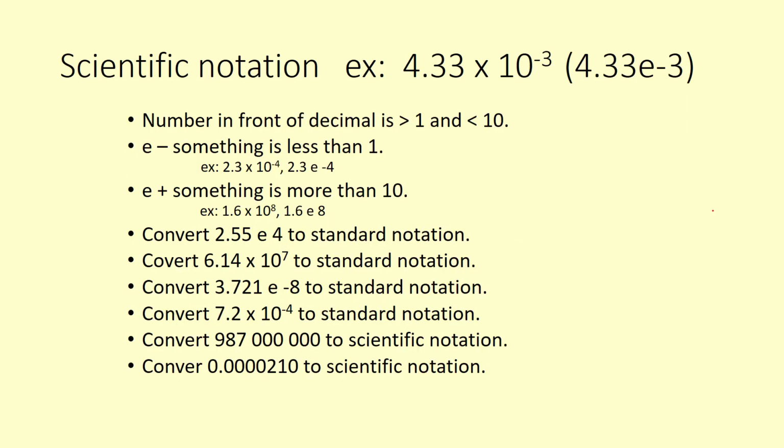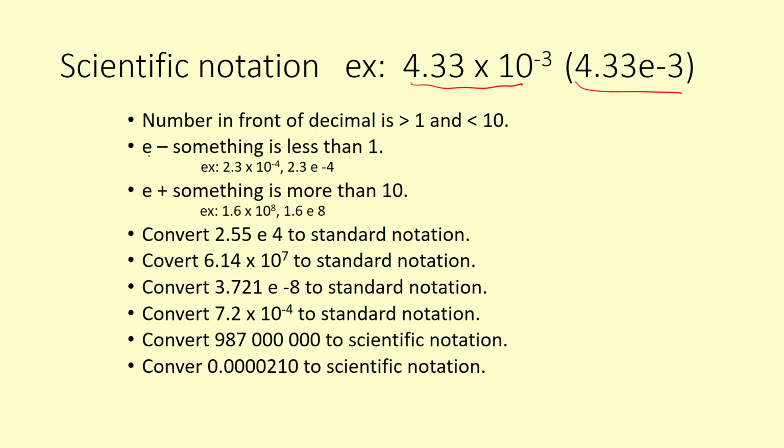Okay, we'll keep practicing. So the one other thing we're going to have to be able to do is convert from scientific notation into standard and vice versa. So scientific notation looks like this or this. All right, and so this number in front of the decimal point is greater than 1 and less than 10 always. All right, and it can't be any different. So it has to be greater than 1 and less than 10.